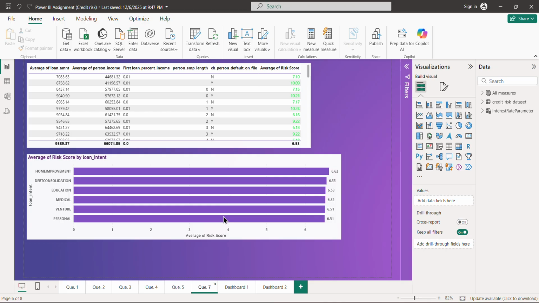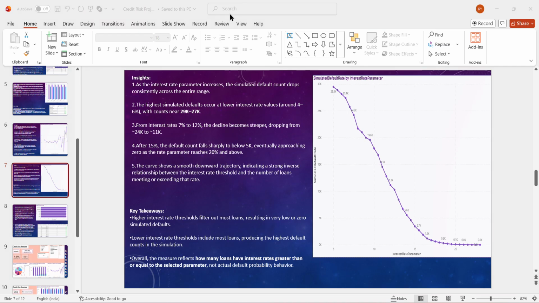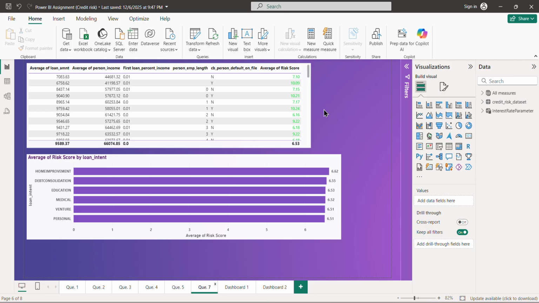So the next question is the risk score. Now we are on the page of risk score visualization. It will tell how risky the borrower is. The risk score predicts default probability, supports loan approval decisions, and compares borrowers. The chart helps build credit models and identify high risk segments.